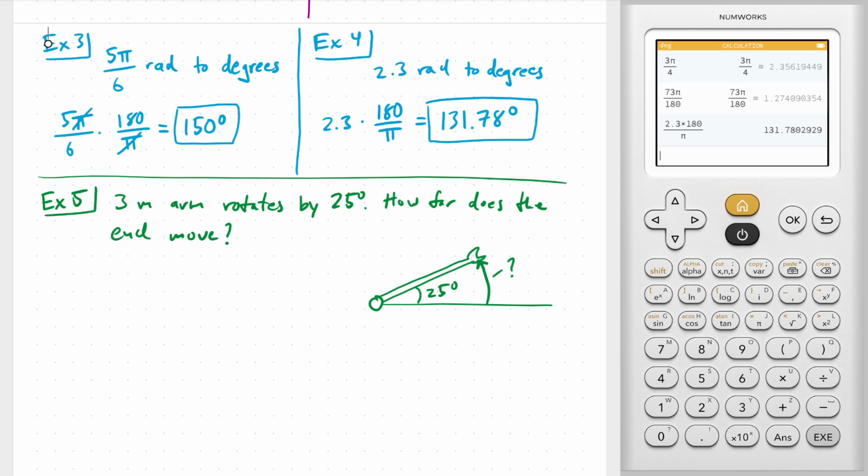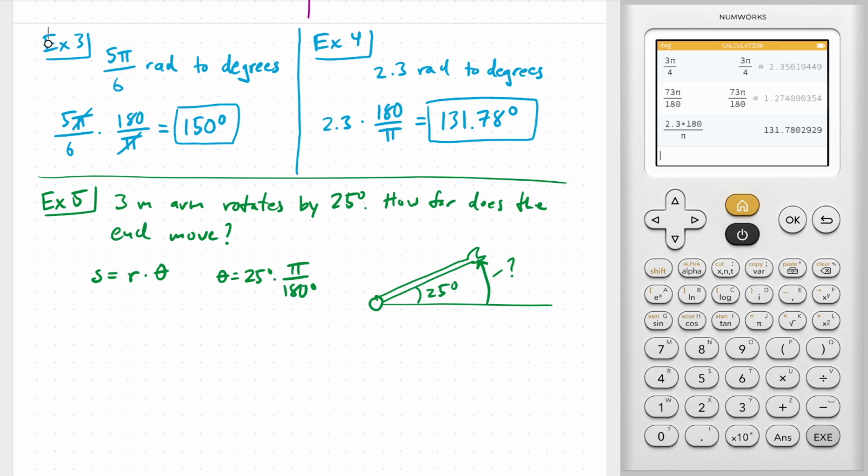So first of all, if you recall, my formula for arc length was S equals R times theta. However, theta needs to be in radians. So before I can even solve this problem, I have to convert theta into radians. Okay, so we'll start with that. So theta is equal to 25 degrees times pi over 180 degrees.